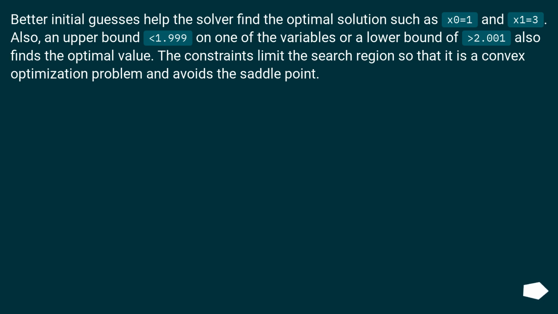Better initial guesses help the solver find the optimal solution, such as x0 equals 1 and x1 equals 3. Also, an upper bound of 1.999 on one of the variables or a lower bound of 2.001 also finds the optimal value. The constraints limit the search region so that it is a convex optimization problem and avoids the saddle point.